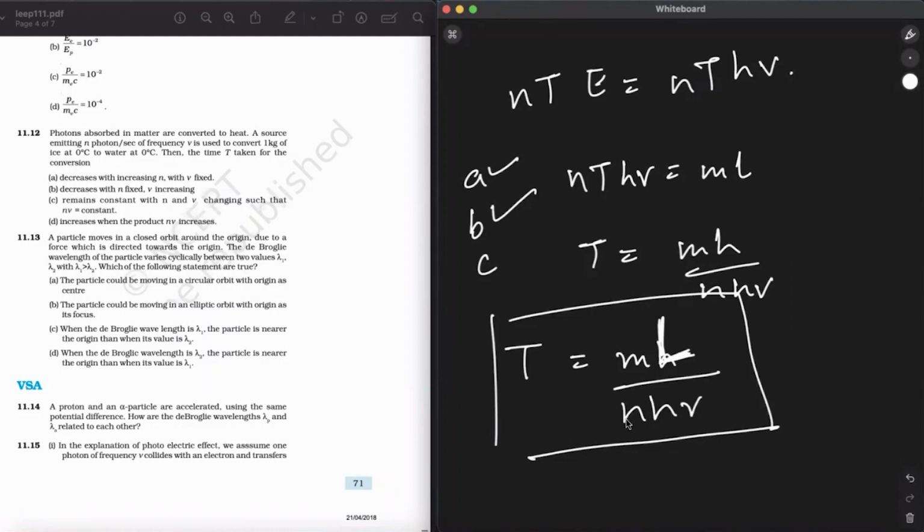P is constant when NV is constant. That part is correct. So P remains constant when NV is equal to a constant. I think that is what they're asking. So option C is also correct. Now checking option B: increases when the product NV increases. So if the product NV increases, T will decrease. So the option is wrong.